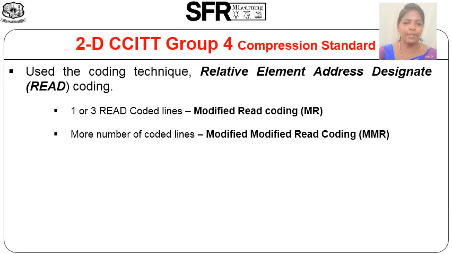Next we are going to see the two-dimensional CCITT Group 4 compression standard. It involves another coding concept. Instead of Huffman coding, here we are using READ coding, the relative element address designate coding. If the reference coded lines are 1 to 3 lines, then we use the modified READ method, the MR method. If the reference coded lines are greater than 3, we use the modified modified READ method, the MMR method.